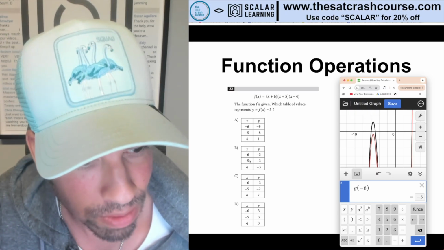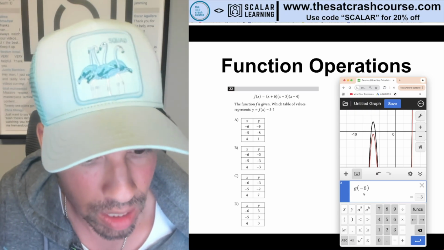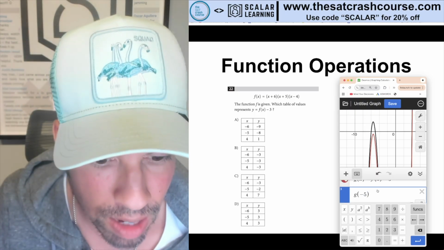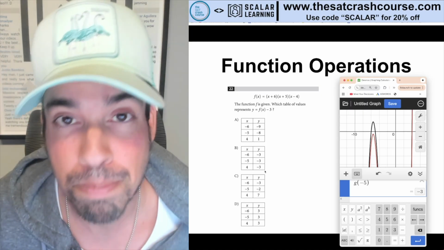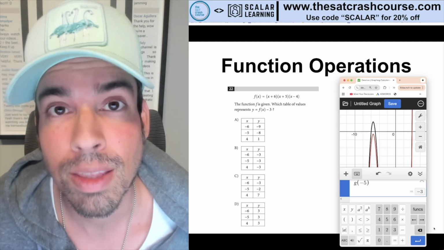Now let's look at negative 5, right? Is it going to be negative 3 or negative 2? Let's type in g of negative 5. Look at that. It gives us negative 3. So this means that B, therefore, must be the answer. That's how you do it.